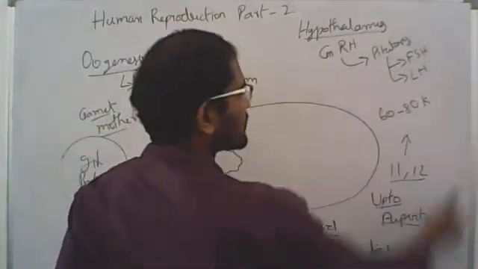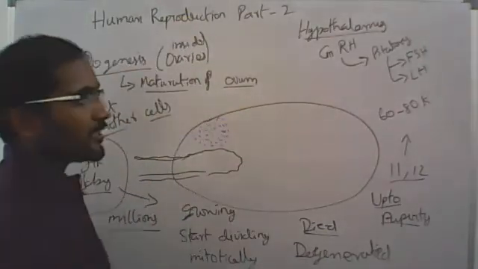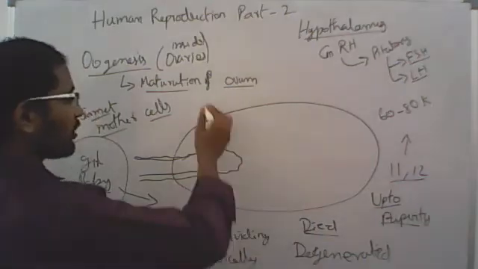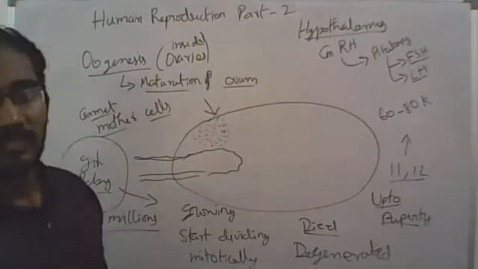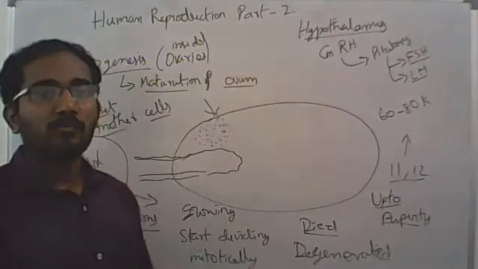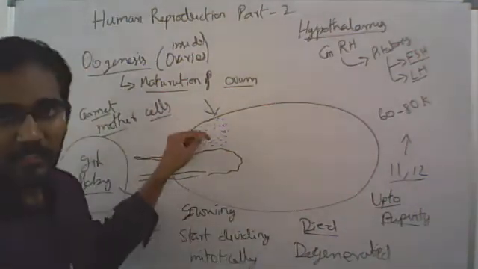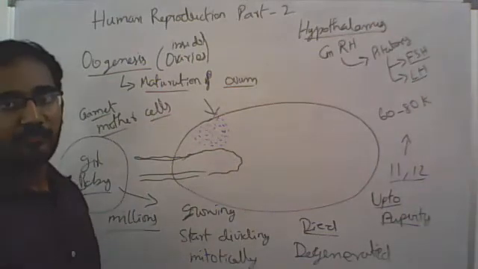So LH and FSH directly act on the ovaries. If they act on the ovaries, they act on the gamete mother cells.